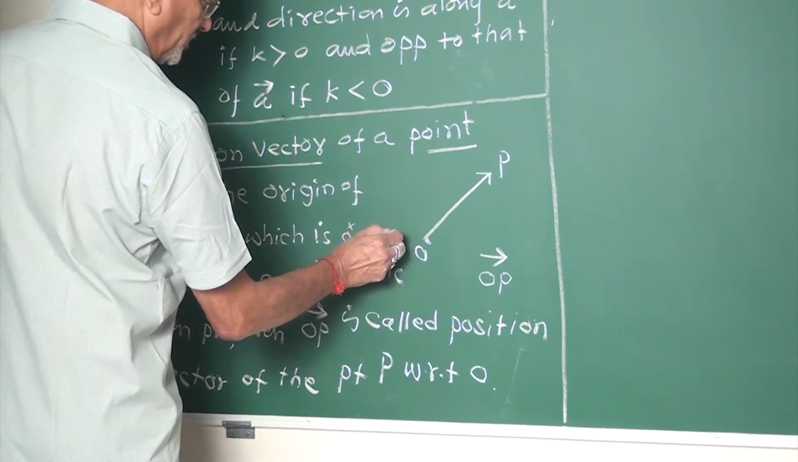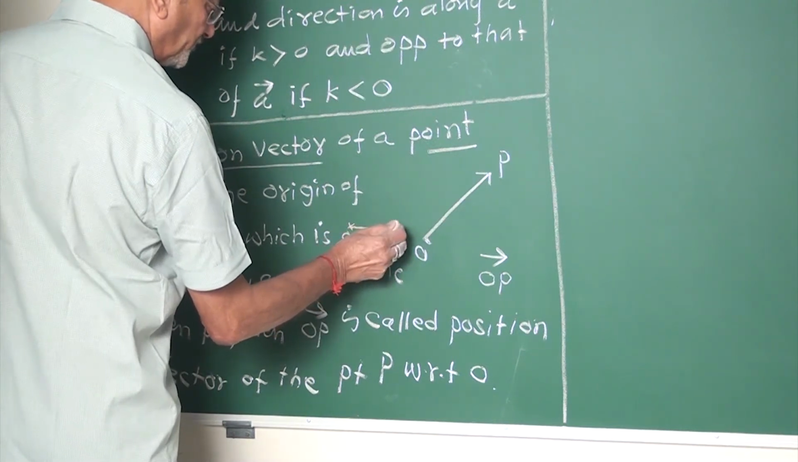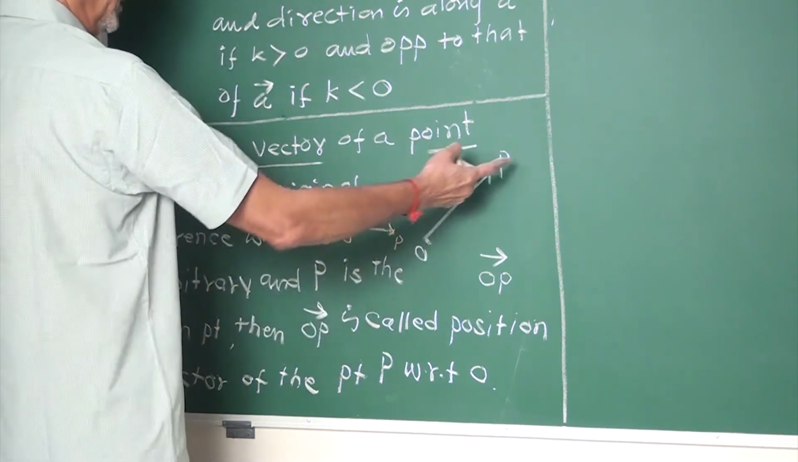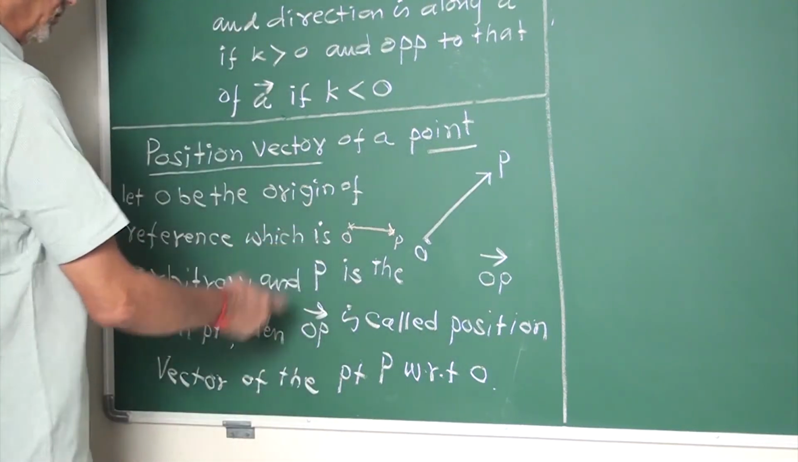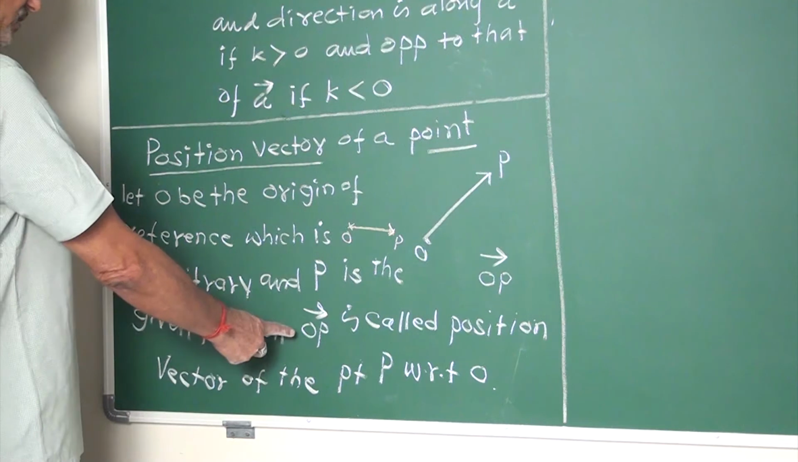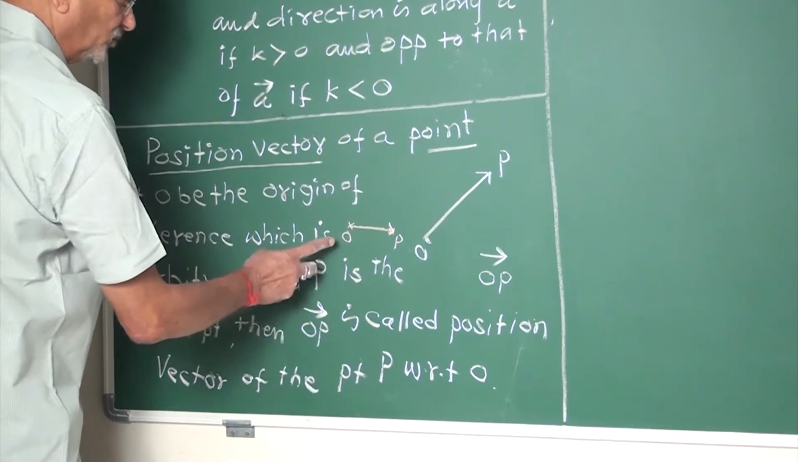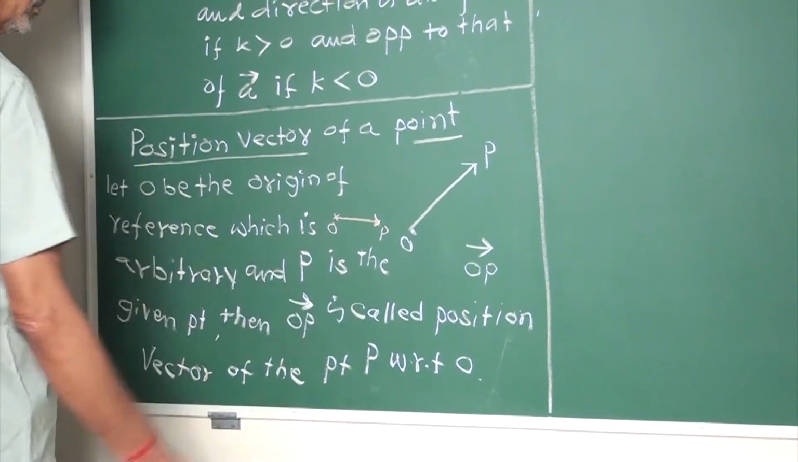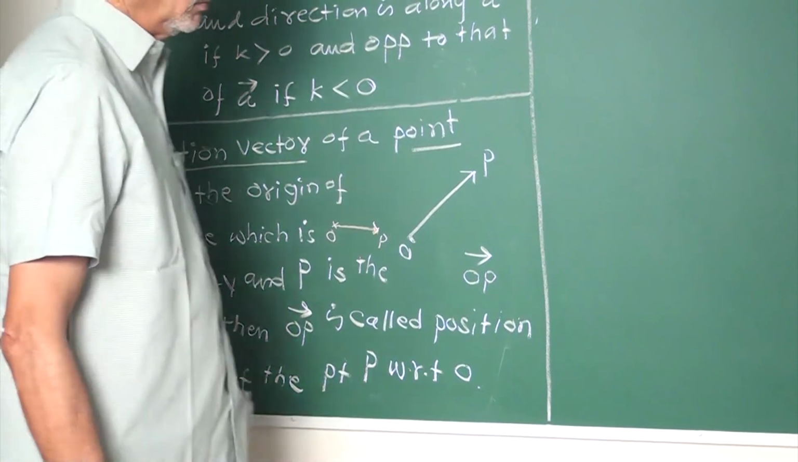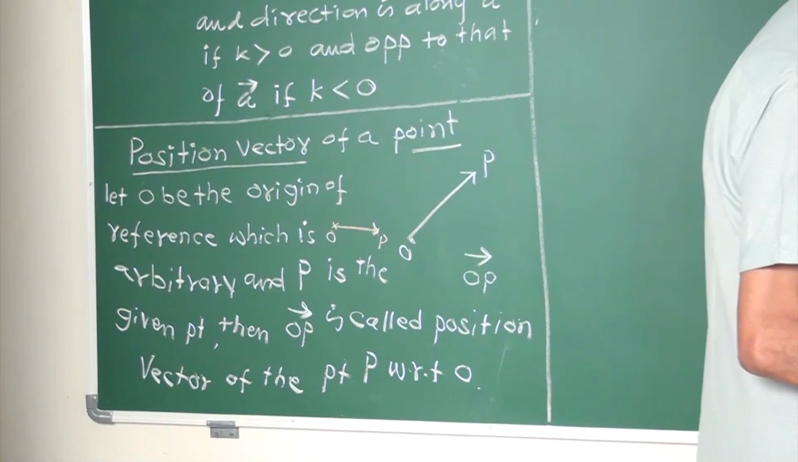Then this is the point P. Then this is your vector OP. You can take it anywhere. This vector OP is called the position vector of the point P with respect to the origin of reference O.